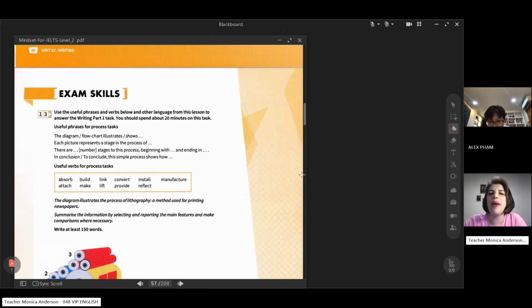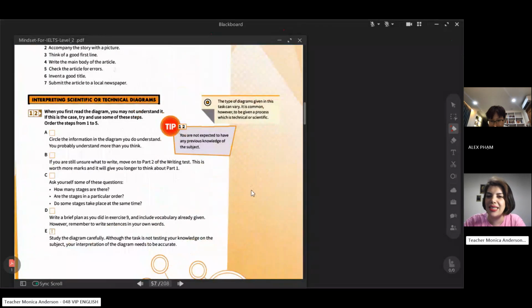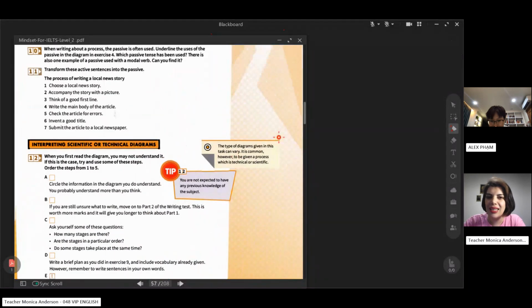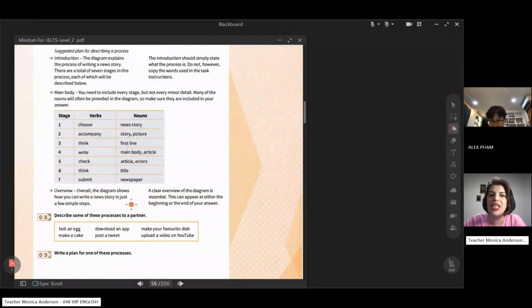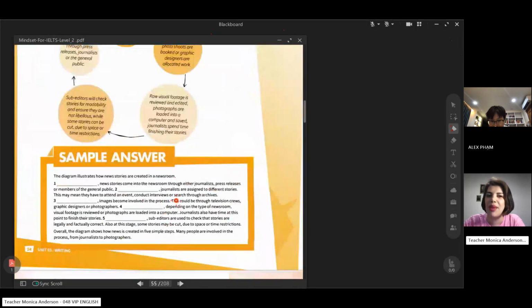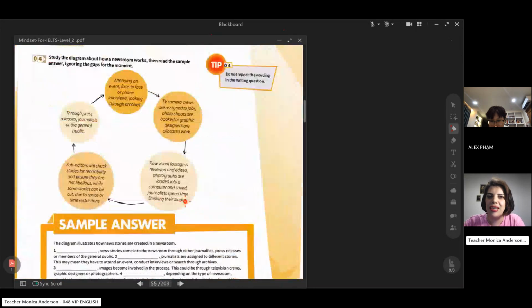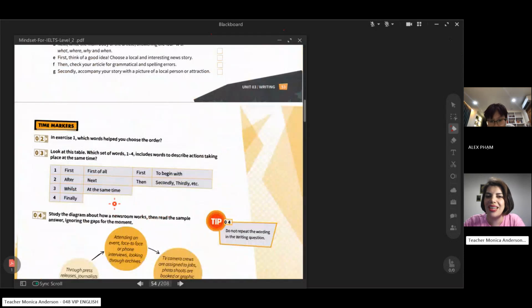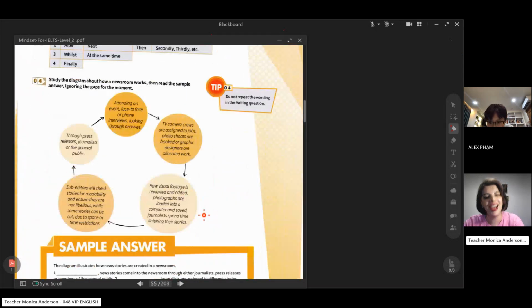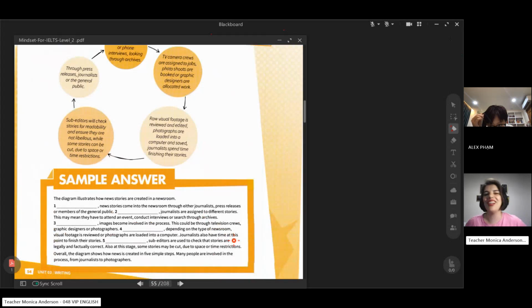Do you remember anything about the process diagram? And do you remember the way that we write? Do you remember? The structure of it, it's a process. Do you remember linear process? Yeah, okay. And we discussed introduction, overview, and main bodies. Do you remember? And then sequencers and connectors, we discussed them. Do you remember? Yeah.